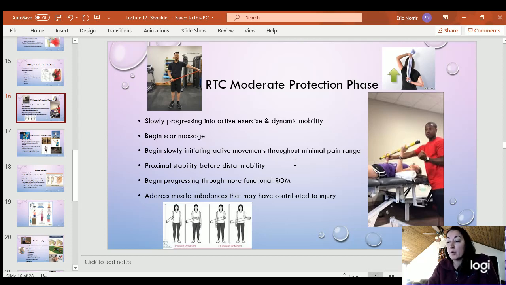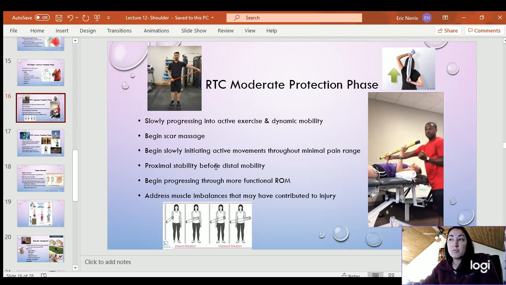You need to always be aware of it and don't start any active movement before it's allowed. We can begin scar massage. Remember, it's necessary to loosen it up and get it to feel and move like the tissues around it while it's still nice and immature, because once it's a mature scar, it's rigid and doesn't move much, doesn't change much. So during this phase, we want to start doing some light scar mobilization.